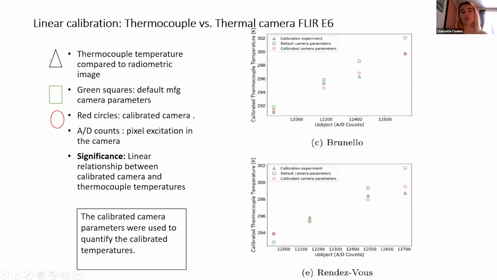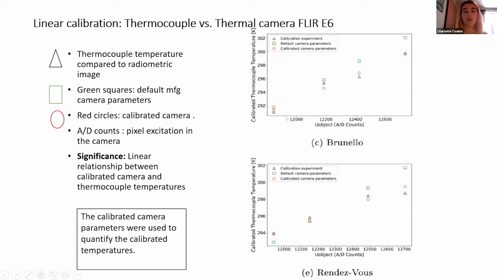So the black triangles are the thermocouple temperature. Green squares were the image temperature for each pixel that was calculated using the default camera parameters. And then the red circles are the calibrated parameters that we used based on the equations that are intrinsic to the camera.